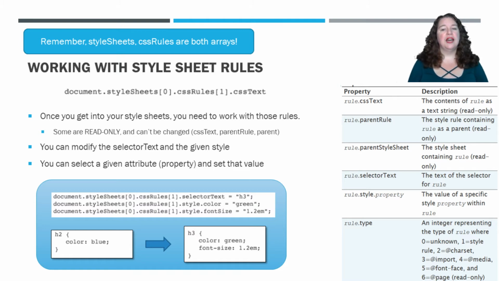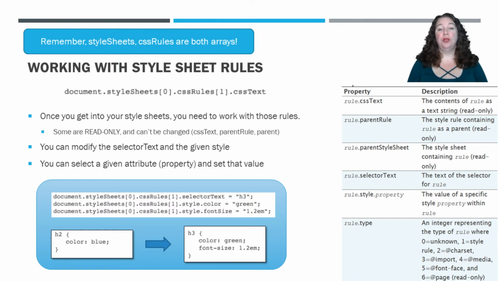You can also find out what is the parent style sheet, the style sheet that belongs to the rule. So given the rule, you can find its parent. This is why we like things in a hierarchy, because we can go up and down in a hierarchy, find out who our parents are and who our children are.